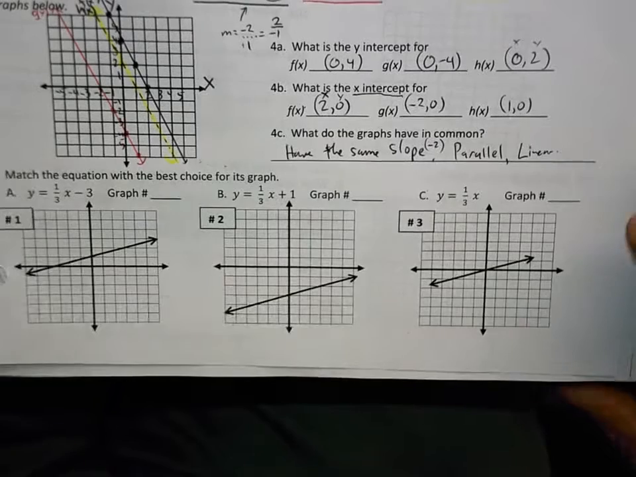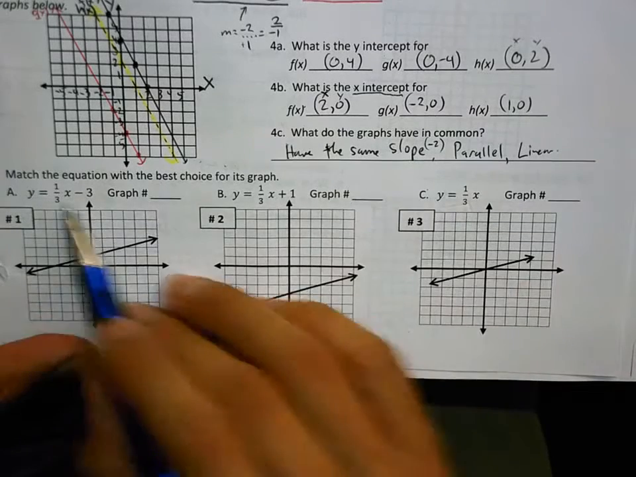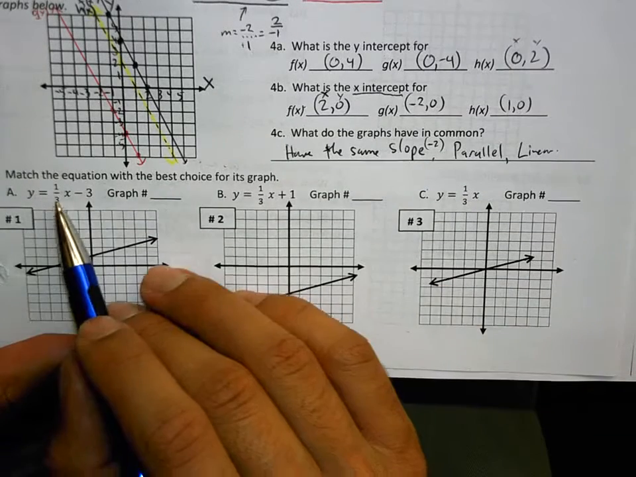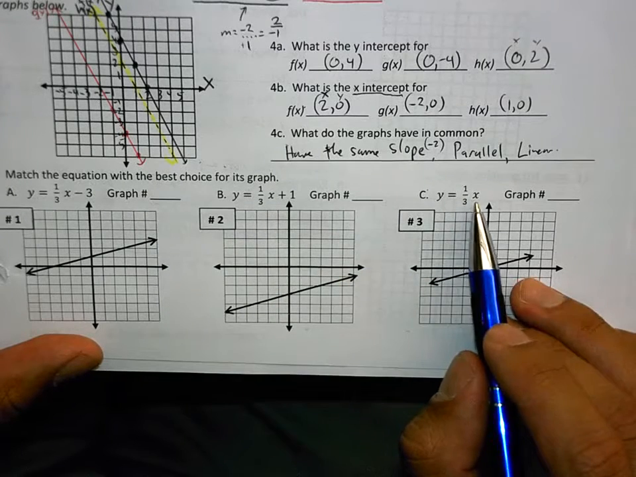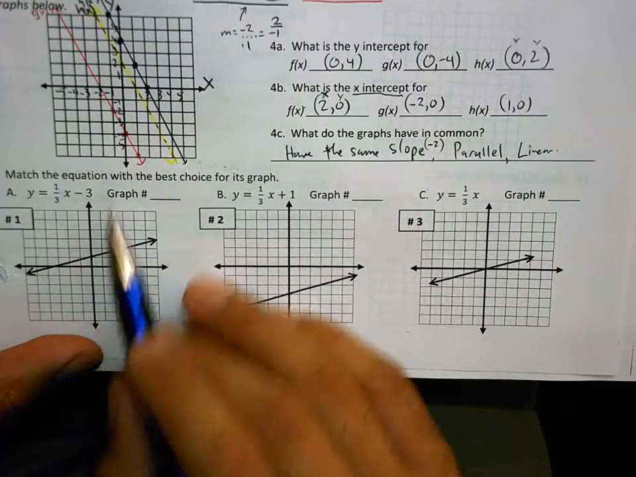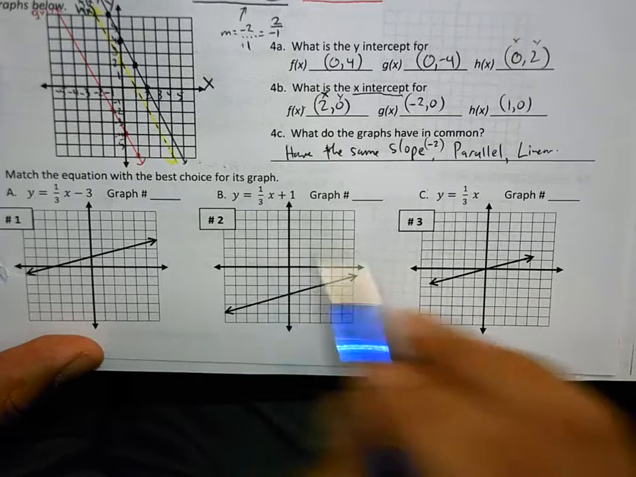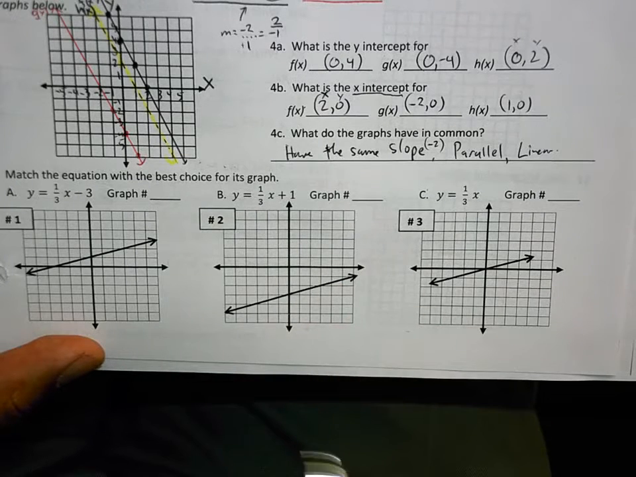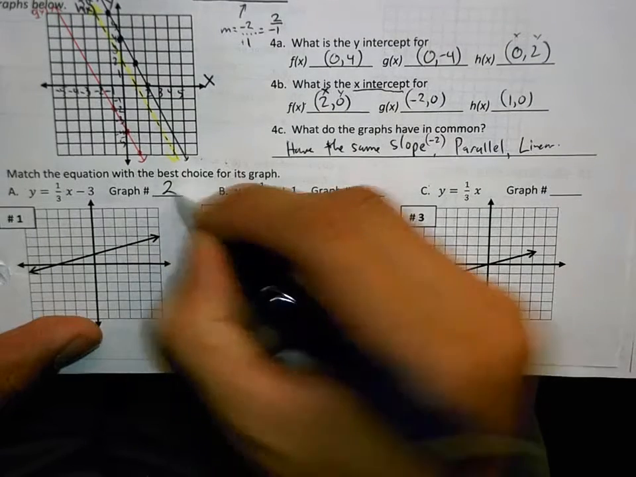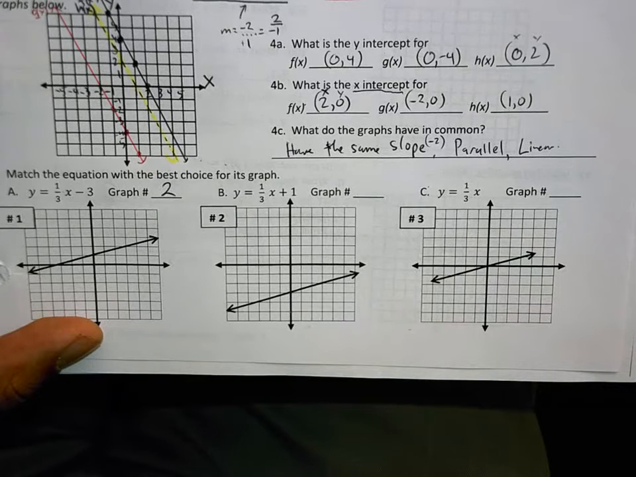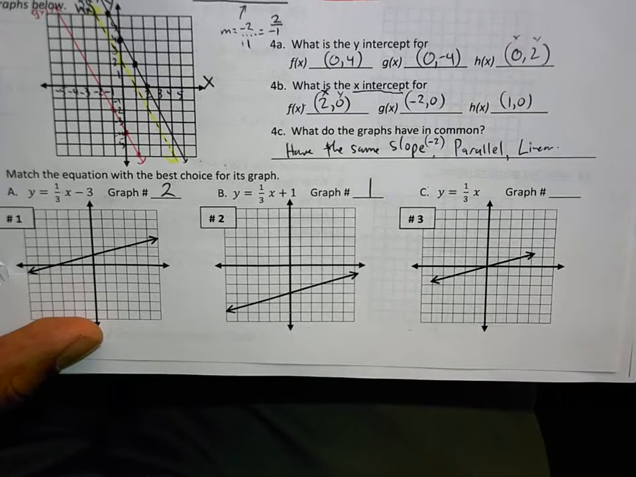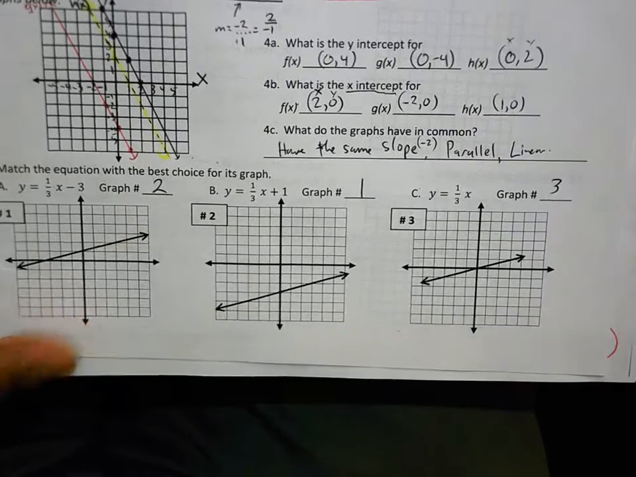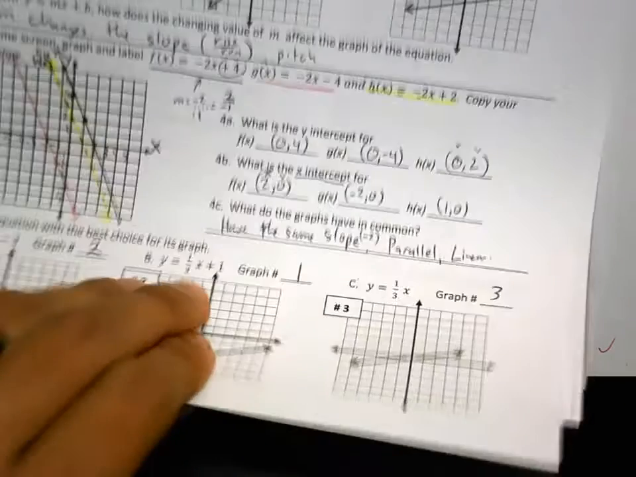Lastly, what we did on this side is we have 3 functions. We have 1/3 x minus 3, and 1/3 x plus 1, and 1/3 x. Is this graph 1? Is it graph 2? Is it graph 3? Let me look. And you guys say? 2. I agree. 1, I agree. 3, I agree. We turn this over. We're done with that side.